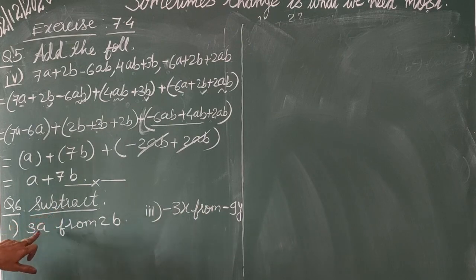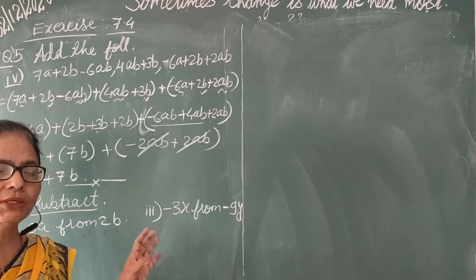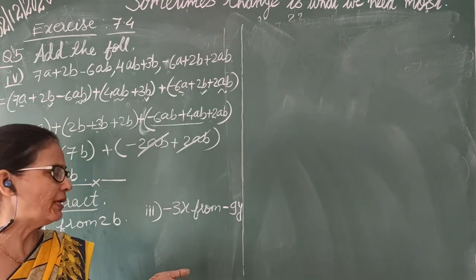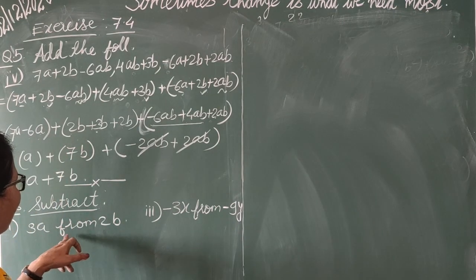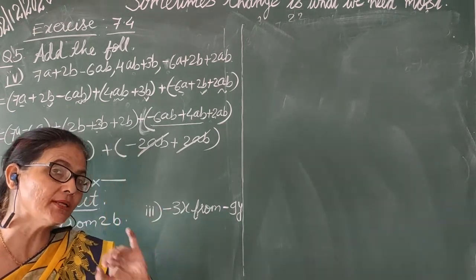Okay, means what? Subtract 3a from 2b. Here I have seen many students make mistakes, but there is nothing to make mistake. Subtract 3a from 2b.